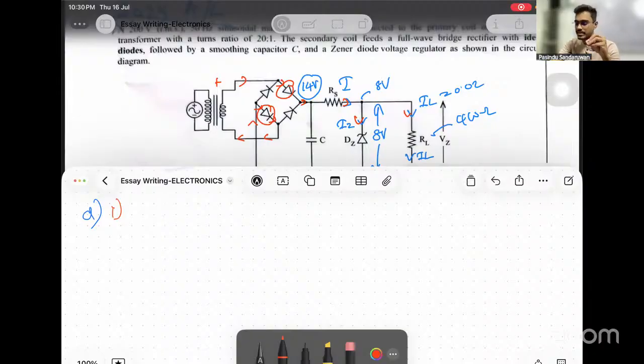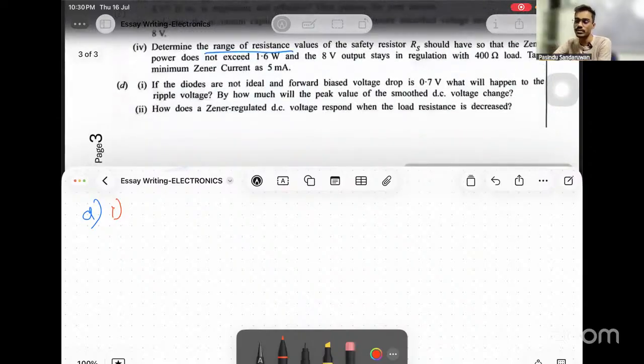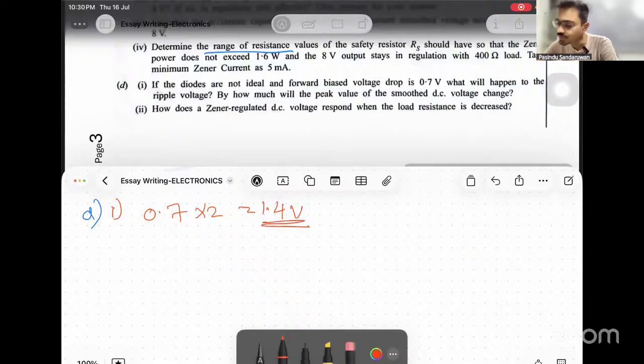If 2 diodes function with 0.7 volt drops, altogether 0.7 times 2 will be dropped from the final output. Then the question is, what happens to the ripple voltage? Ripple voltage is the difference, no? The ripple voltage remains the same, but what changes is the maximum voltage, or the peak voltage.